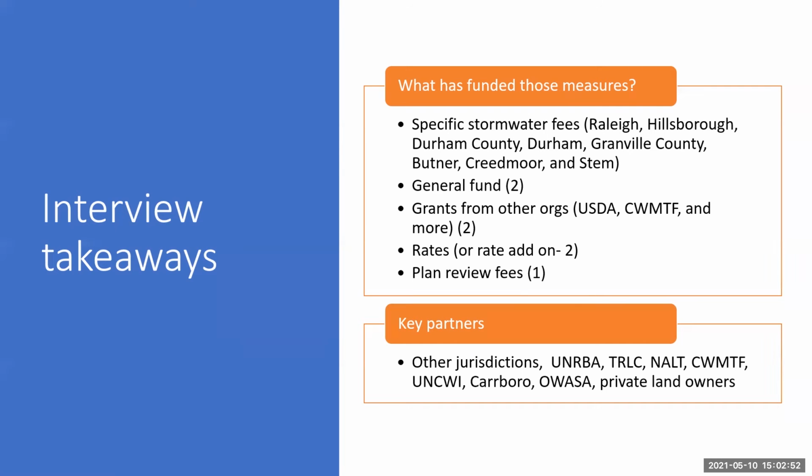Another question we looked at was what has funded all of these measures that jurisdictions have taken to reduce nutrient load. Of the variety of funding mechanisms, the most specific to nutrient loading was specific stormwater fees in certain jurisdictions. Some jurisdictions have used general funds, and some have used grants from other organizations or a specific add-on to a rate. And then also jurisdictions fund their measures by plan review fees, especially for new construction.